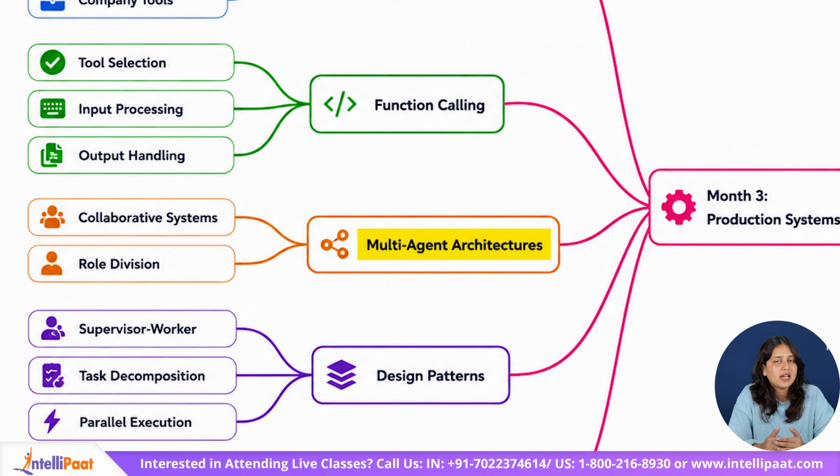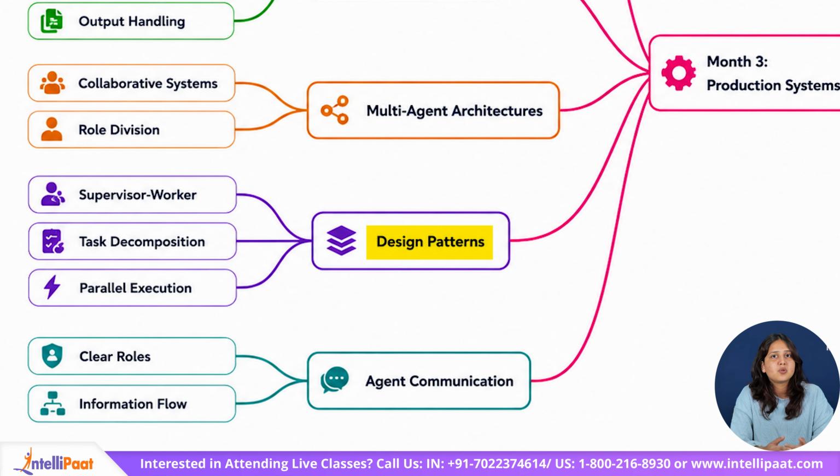Instead of one agent doing everything, you design systems where multiple agents collaborate. For example, one agent can handle research, another can generate content, and a third can review or validate the output. This division of responsibility makes the system more efficient and scalable. You'll also explore important design patterns like supervisor worker architecture, where one agent manages and coordinates with others. Then there is task decomposition, where complex problems are broken into smaller steps, and parallel execution, where multiple tasks are handled at the same time to improve speed.